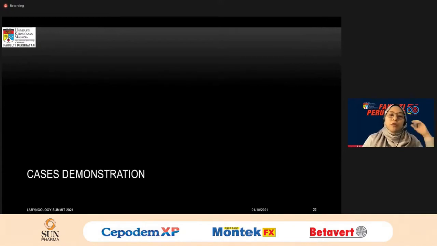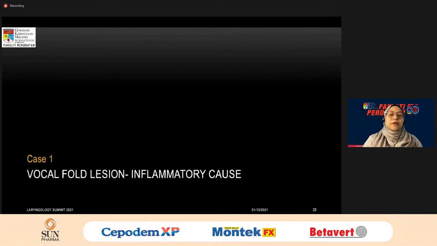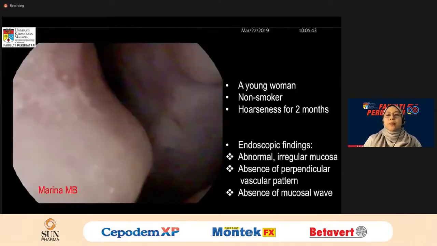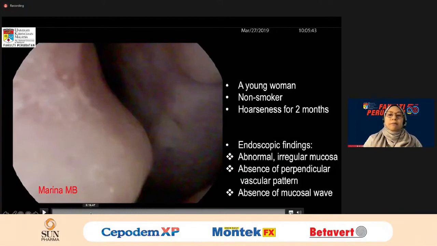So now I'm going to move on to a case demonstration. The first case, I want to show how using this technology can help us identify that the lesion is an inflammatory lesion rather than a malignant or pre-malignant lesion. So this is a young woman who is a non-smoker, complained of hoarseness for 2 months.